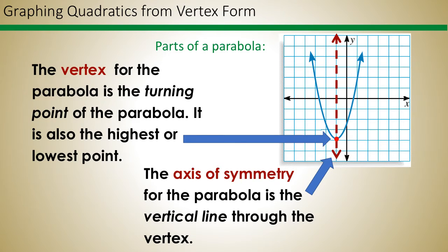Another important part is the axis of symmetry, okay? The axis of symmetry for the parabola is the vertical line through the vertex. We can see it's a line right here, and it's always going to be symmetrical on each side. So we can see that these points are the same distance from that axis of symmetry. Also, these are the same distance from that axis of symmetry. Okay, so that's a couple of important parts of a parabola.